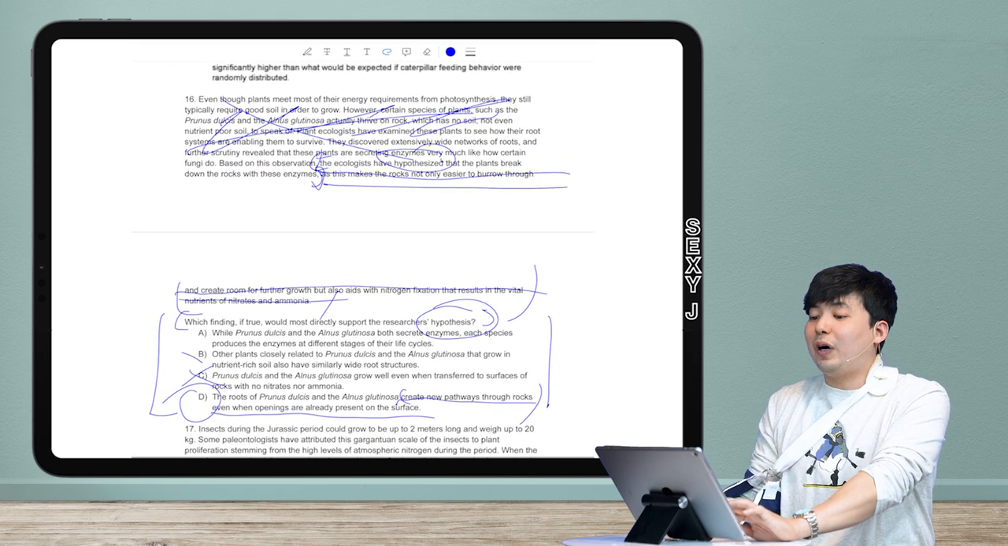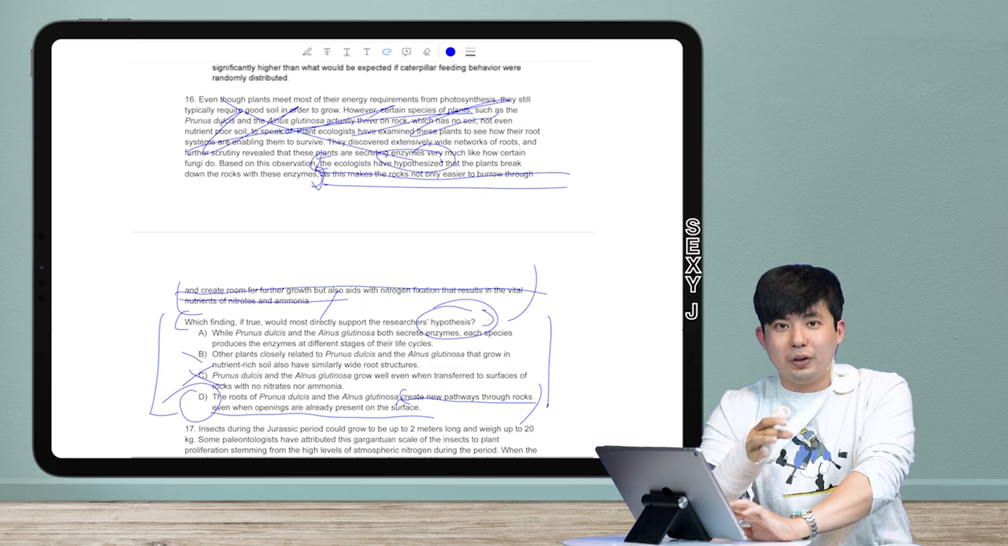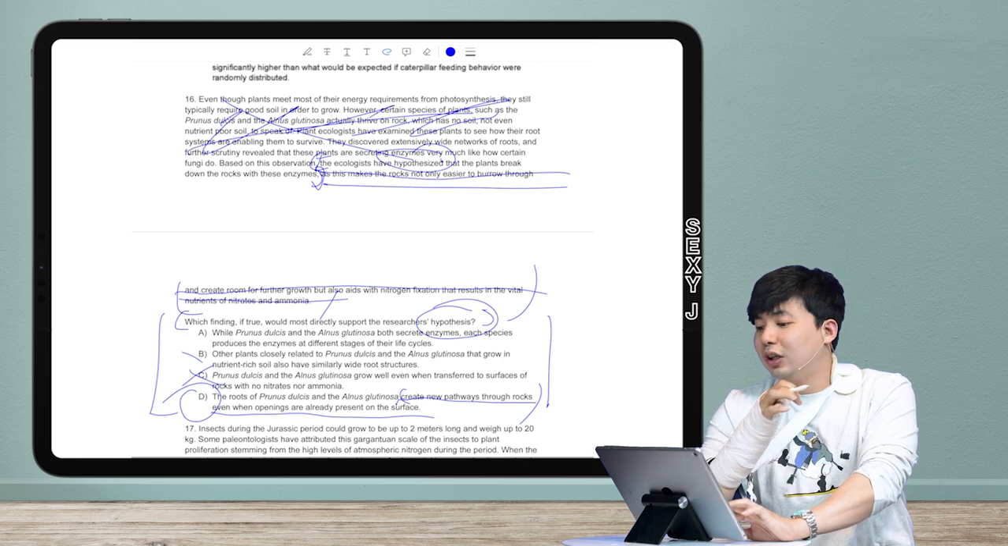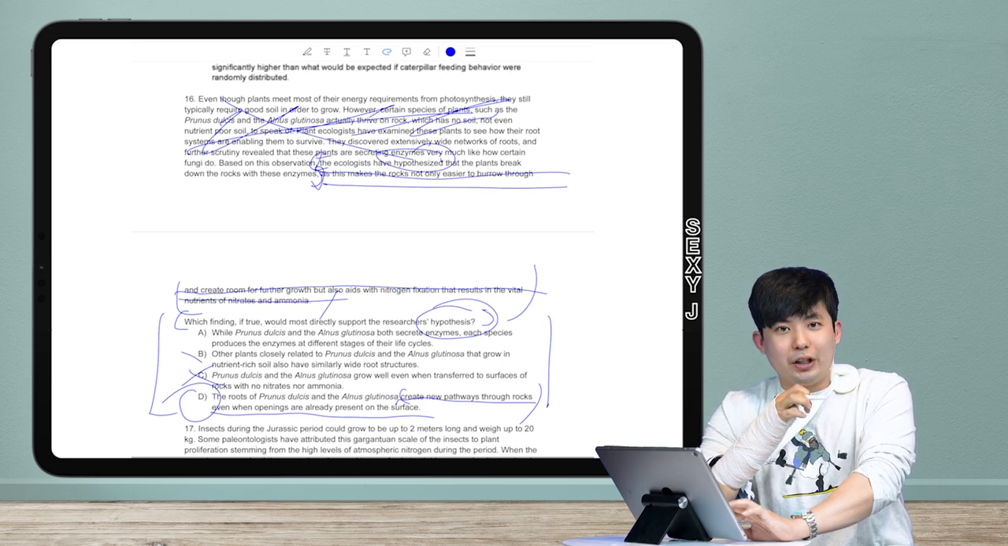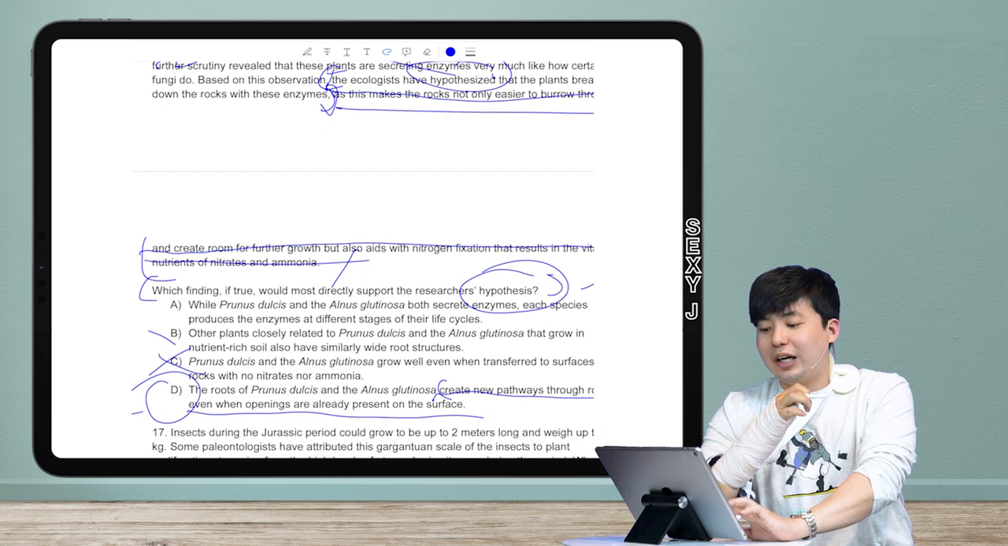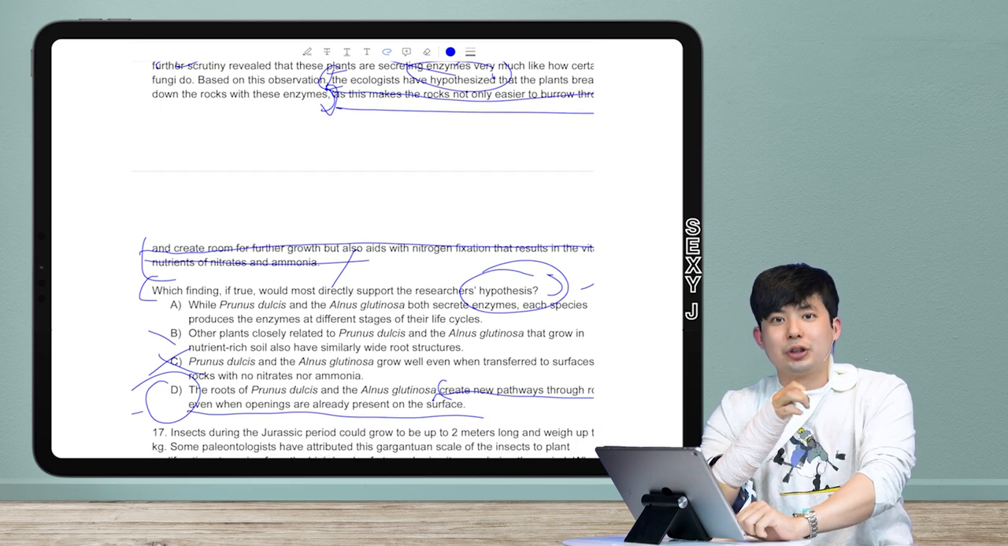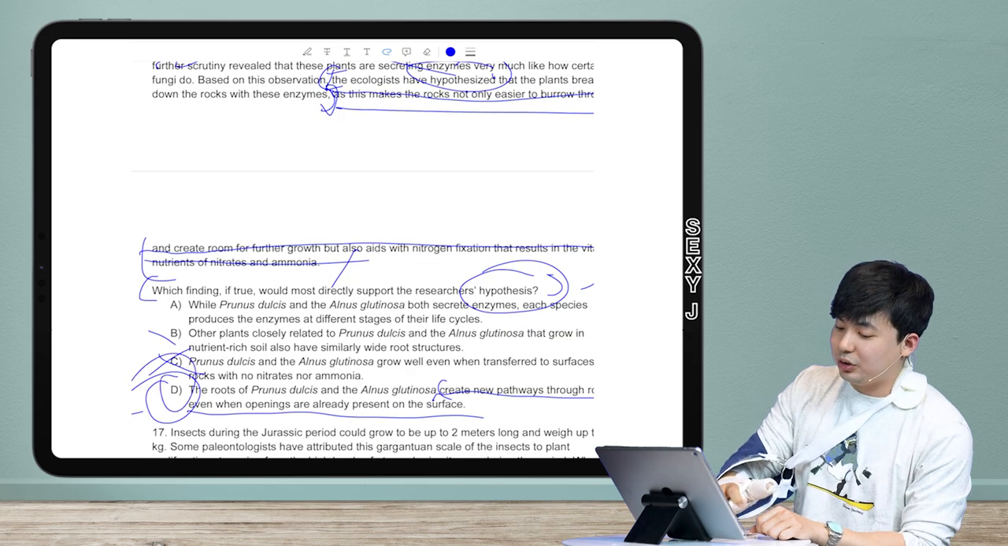So if I summarize this in actually solving this, it sounds stupidly simple and short. And if I'm doing that, I'm probably on the right track. That's the explanation. So what is it? The hypothesis was they break down rocks. What supports the fact that they break down rocks? They make holes in the rocks. There we go. That's it. So my answer is D.